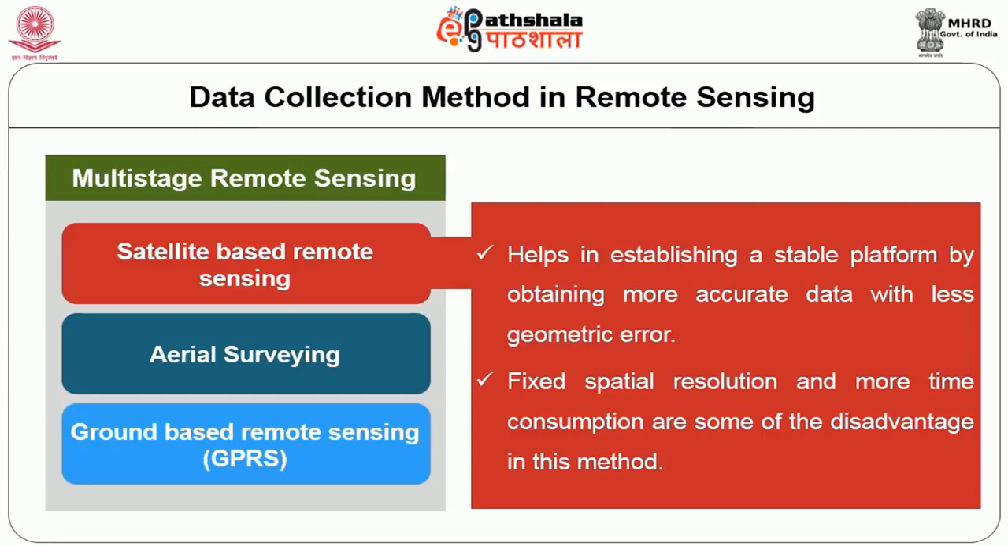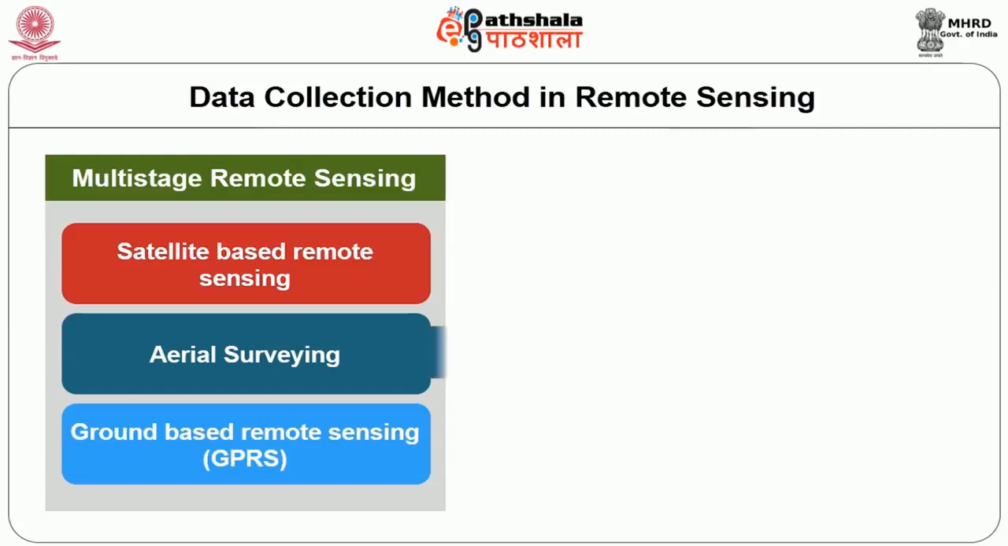Only then could it give a clear geometric error address or clear geometric data. So satellite based remote sensing is one of the multi-stage remote sensing data collection methods, which is used for obtaining data of different aerial views of different plantations. You can identify reservoirs, or identify which places are present above the mean sea level and which are present below the mean sea level, etc.